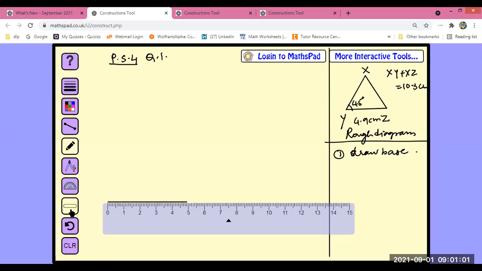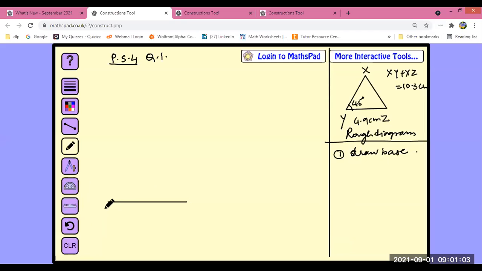And then you need to label it. So label it as YZ, and it's 4.9 centimeters. Next, second step, we need to draw the angle. Okay, what is the angle? It's 45 degrees.